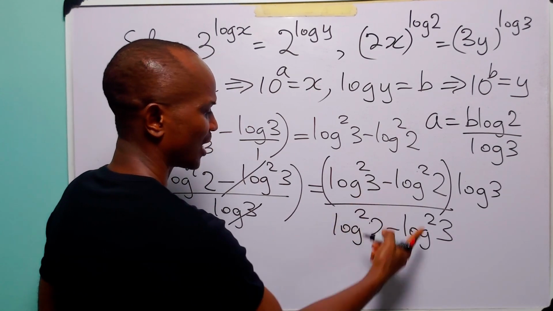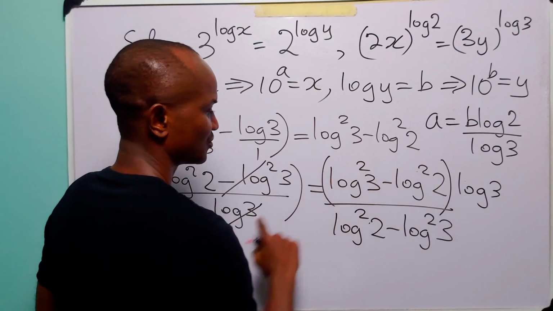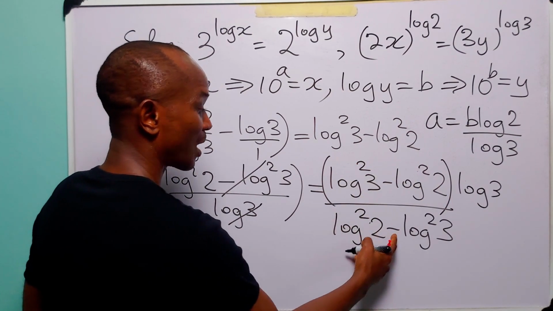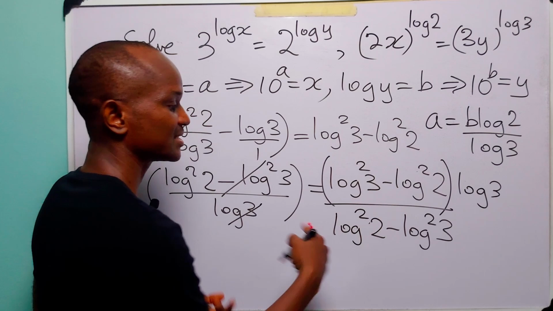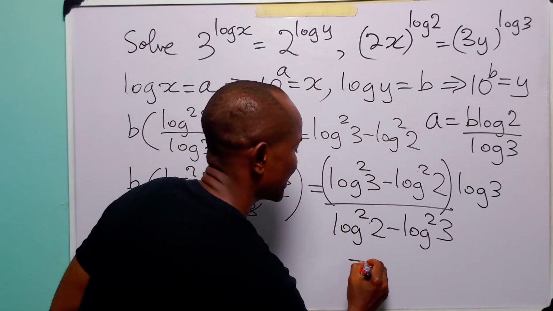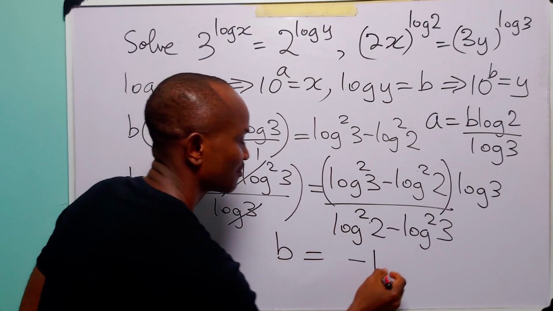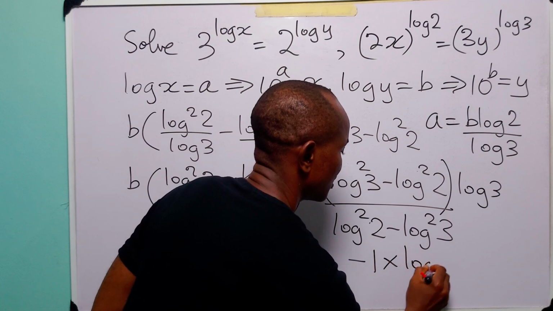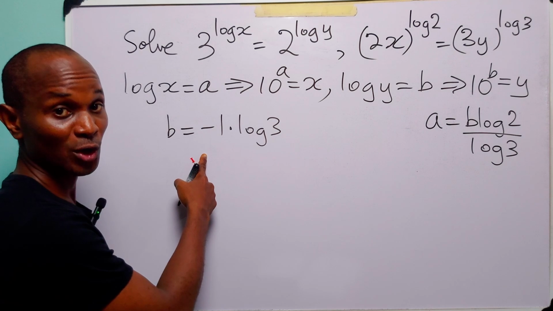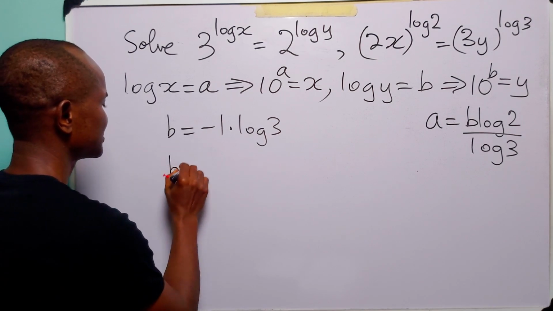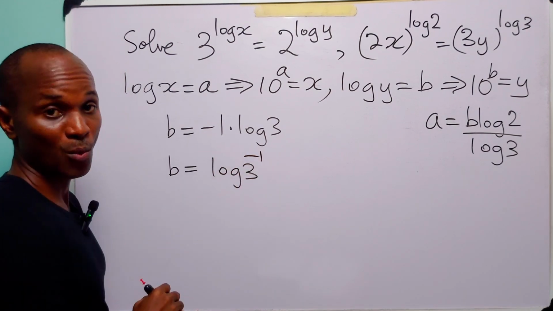But then look at the numerator and the denominator. We have log²3 minus log²2. And here we have log²2 minus log²3. Of course, you know that this over this is simply equal to minus 1. So we have that b is equal to minus 1 times log 3. And of course, applying the power rule of logarithms to this, we have that b is equal to log 3 to the power minus 1.